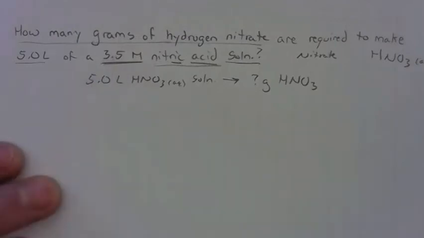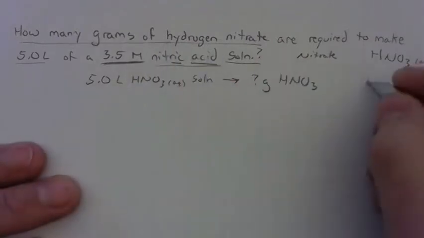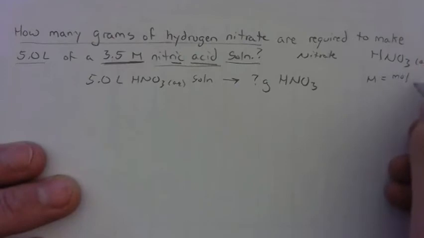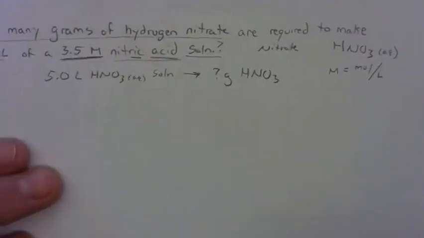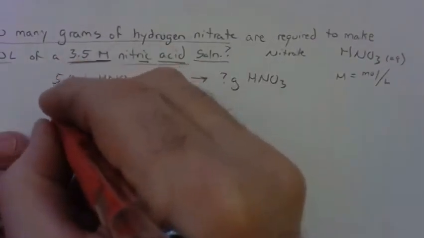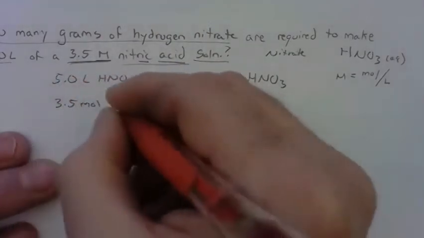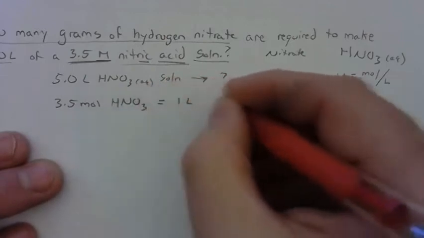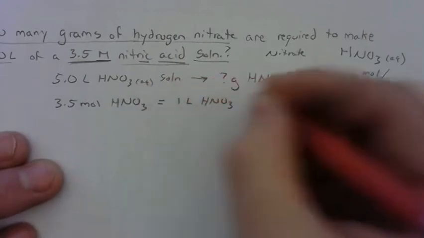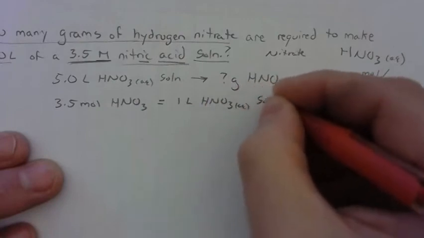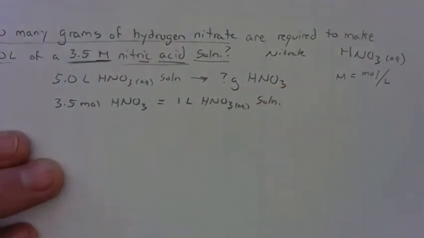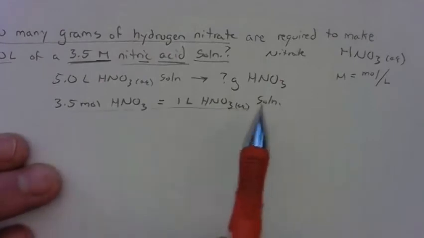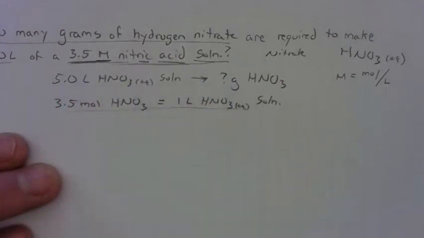Now the molarity is 3.5 molar solution. Now when it says molar, remember, molar is the same thing as moles per liter, which means that I have 3.5 moles of hydrogen nitrate for every 1 liter of nitric acid solution. So I got this from this.